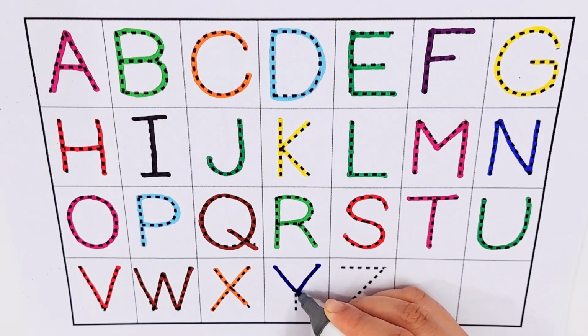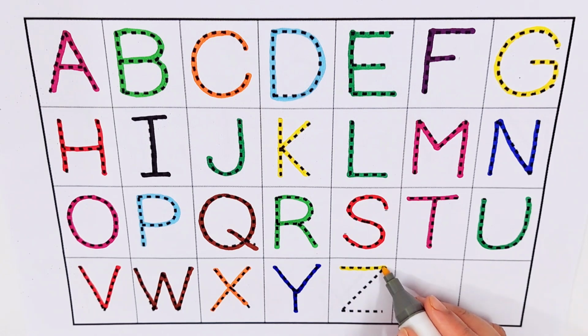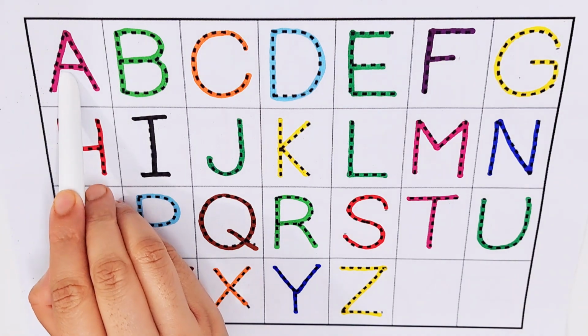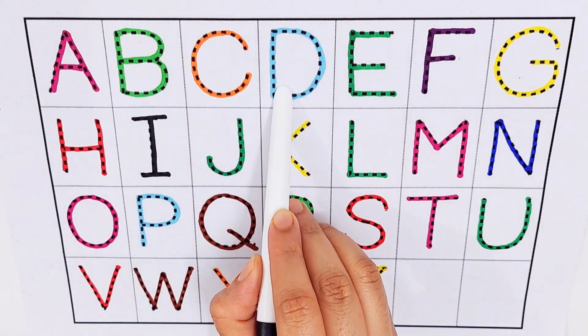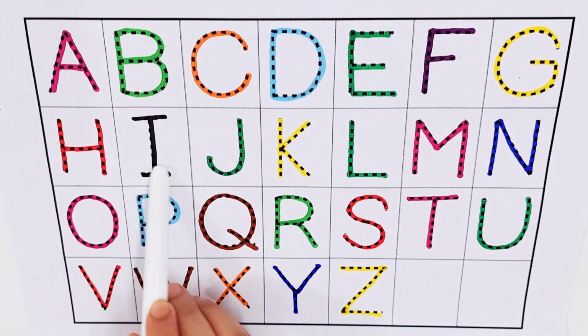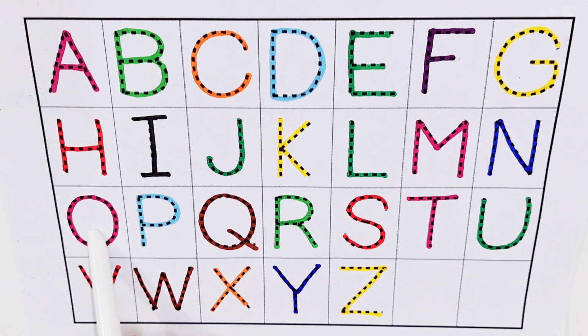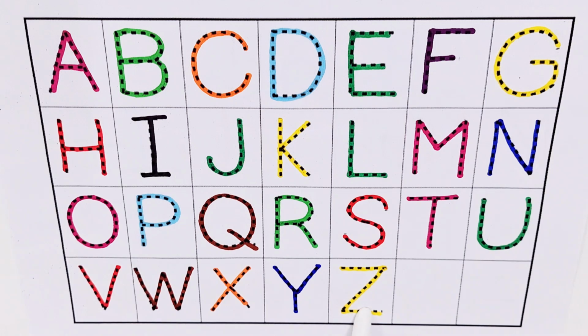Y for yak. Z for zero. A B C D E F G H I J K L M N O P Q R S T U V W X Y and Z.